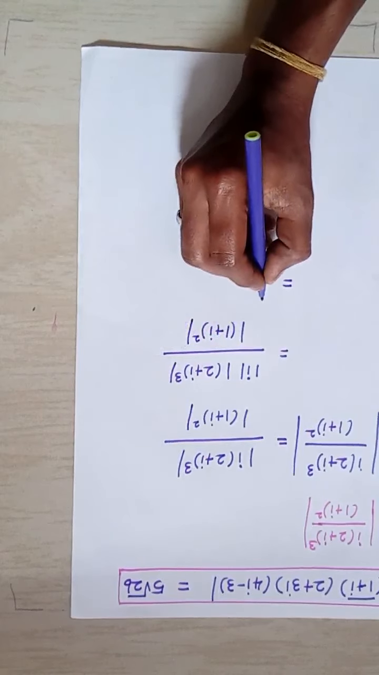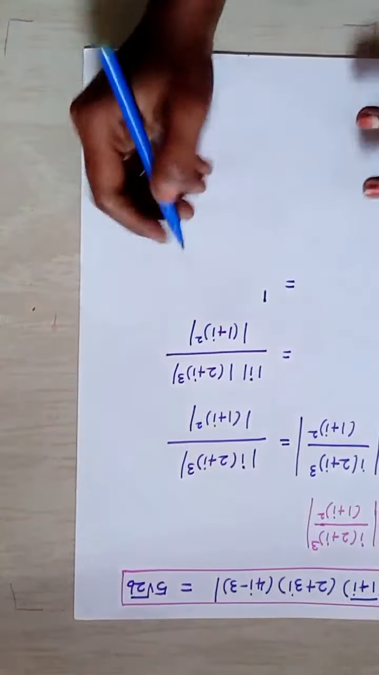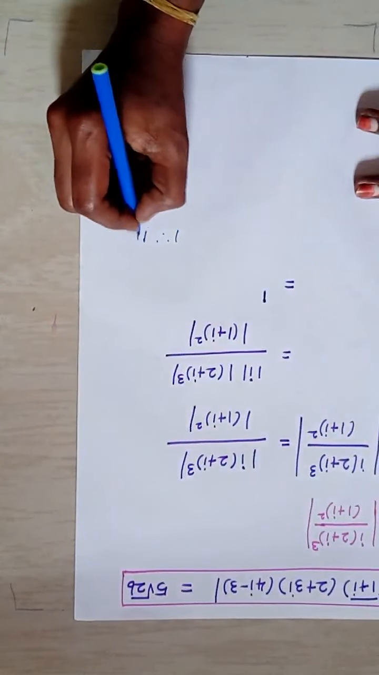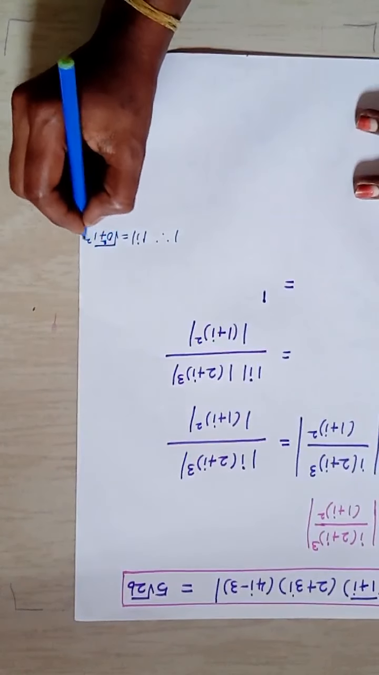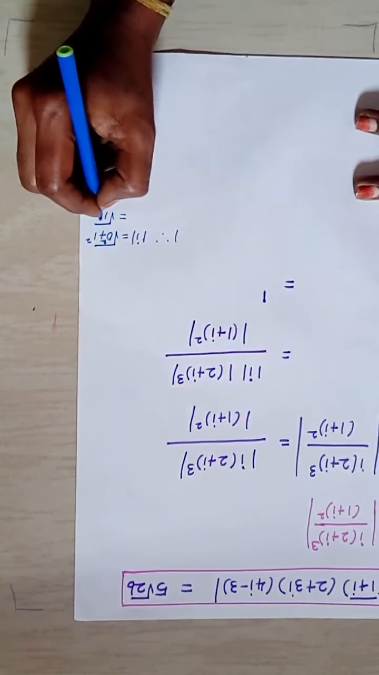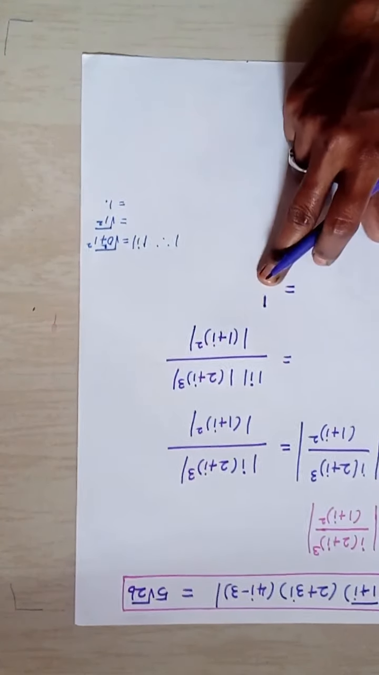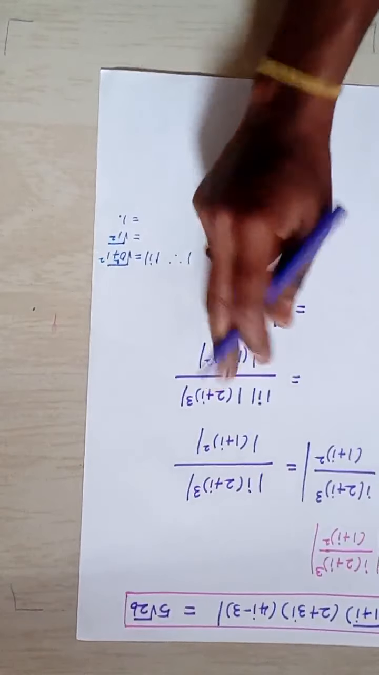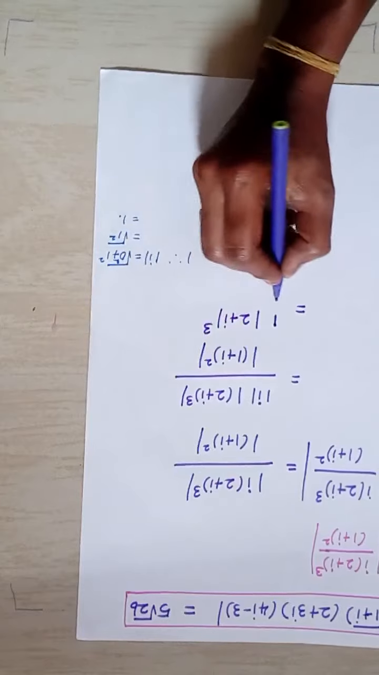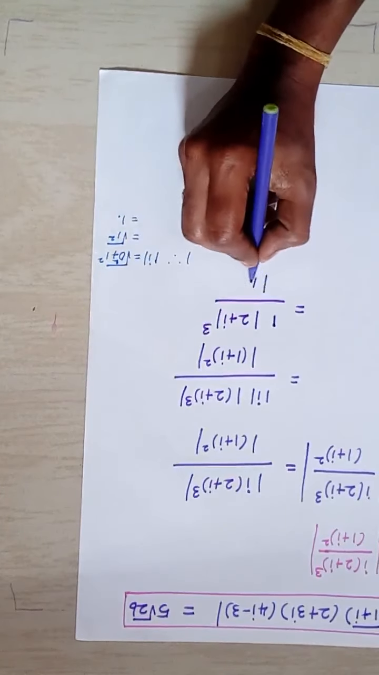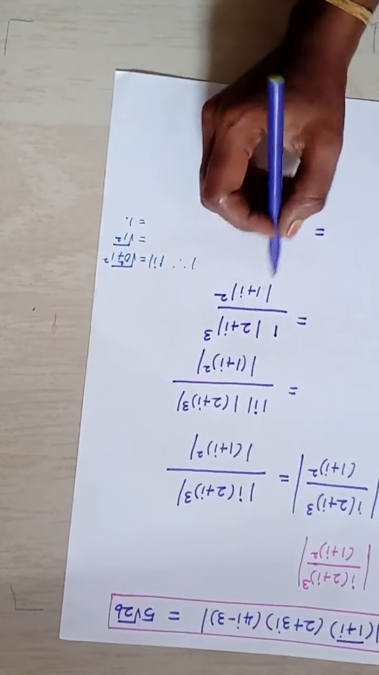So modulus of i value is 1. Why is modulus of i value 1? Because modulus of i is equal to square root of 0 square plus 1 square, which is equal to square root of 1 square, which is equal to 1. So modulus of i is equal to 1. Next, it can be written as modulus of 2 plus i the whole power 3 divided by modulus of 1 plus i the whole square, which is equal to, now take the square for this.